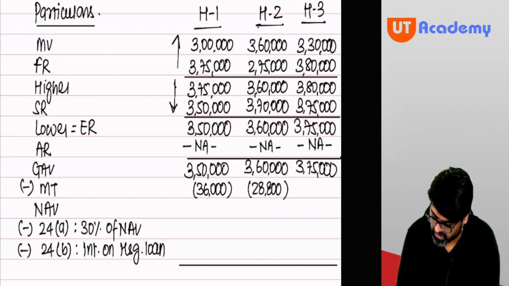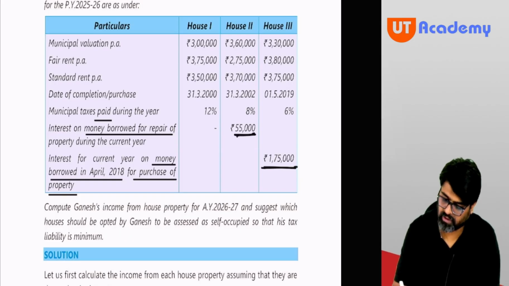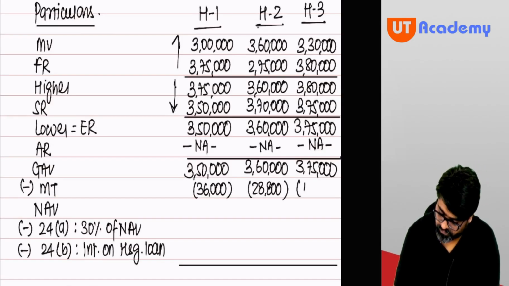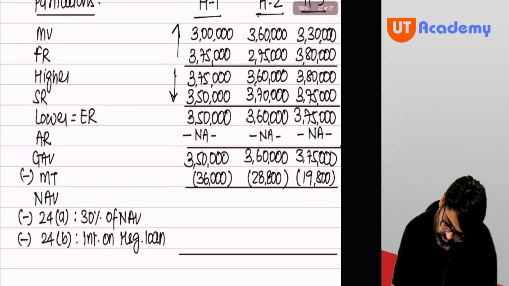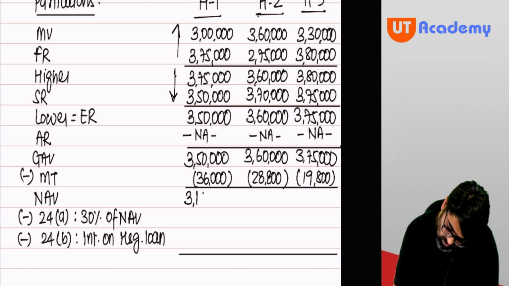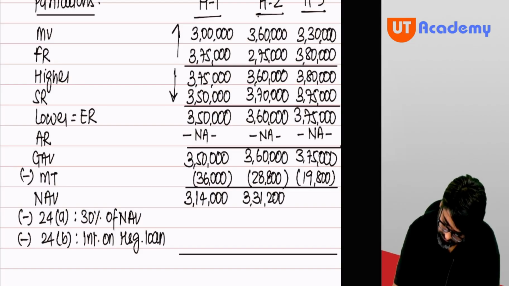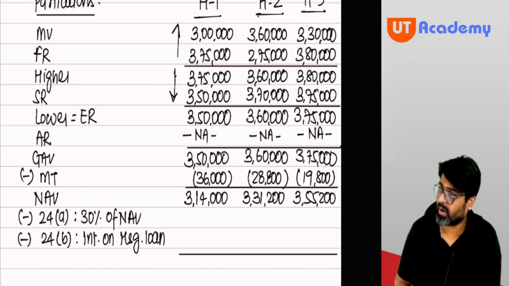28,800 paid in this year, allowed in this year. 6% of 3 lakh 30. 19,800 paid in this year, allowed in this year. What is the NAV in the first case? 3 lakh 14,000. Second case, 3 lakh 31,200. Last one, 55,200. Everyone got these figures?